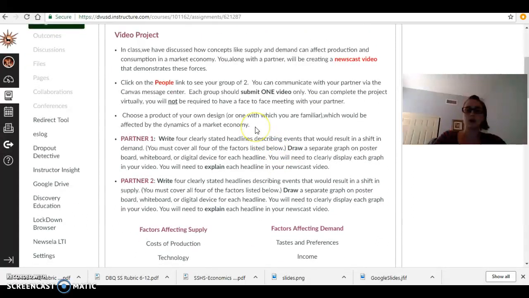So you're going to choose a product of your own design or one which you're familiar with, which would be affected by the dynamics of a market economy, okay?